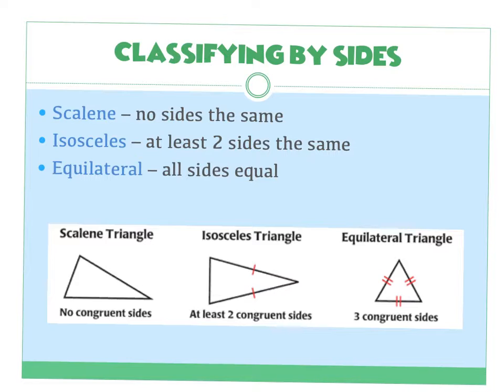And then there's your pictures down on the bottom. So scalene, none of them are marked as congruent. Isosceles has two marked as congruent, and equilateral has all three marked as congruent.